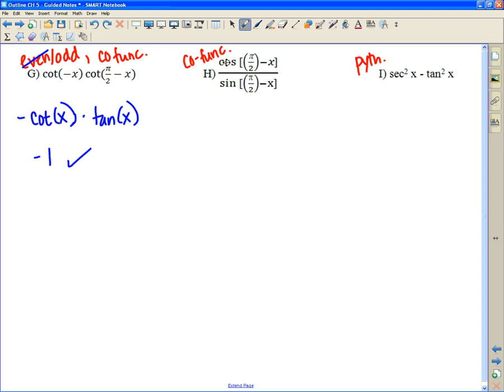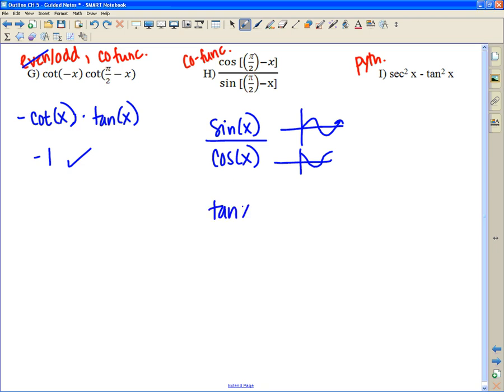Co-function. We know that cosine's buddy when it comes to co-function is sine. And sine's buddy when it comes to co-function is cosine. Remember, they look similar on the graph. They're both a wave. Remember, sine starts off like this. And cosine does this. So you just have to move them pi over 2 to get them to land on each other. Sine divided by cosine is tangent.